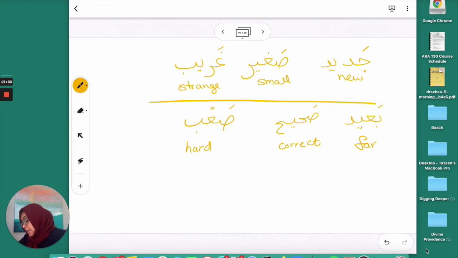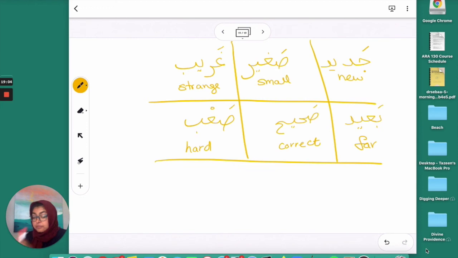So now that we have these adjectives, and of course you have your colors as well, you can now use them to describe things. Okay? Try to use different words. So my house is far. My homework is correct. Okay? My neighbor's wife is strange. Try to mix and match different words and create those as sentences and phrases.